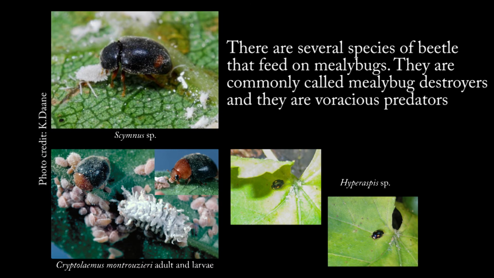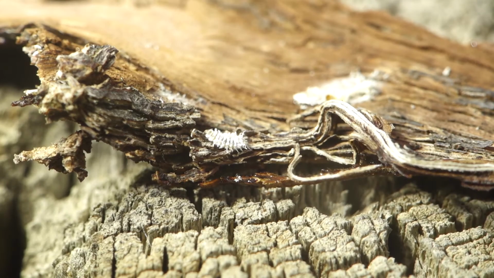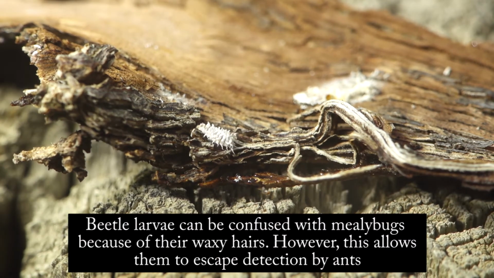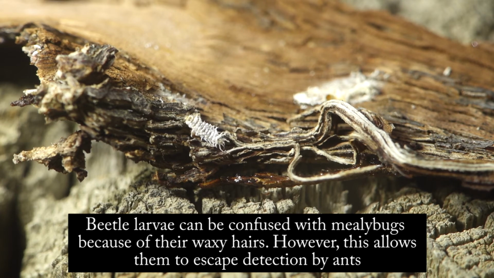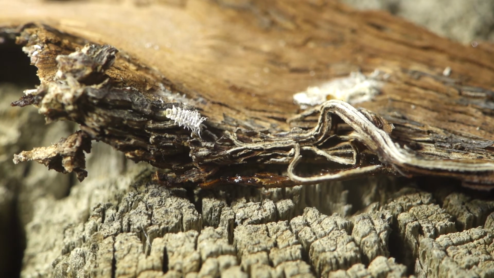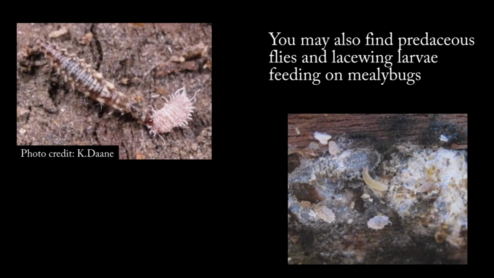There are several species of beetles that feed on mealybugs. They are commonly called mealybug destroyers, and they are voracious predators. Beetle larvae can sometimes be confused with mealybugs because of their waxy hairs. However, this allows them to escape detection by ants. You may also find predaceous flies and lacewing larvae feeding on mealybugs.